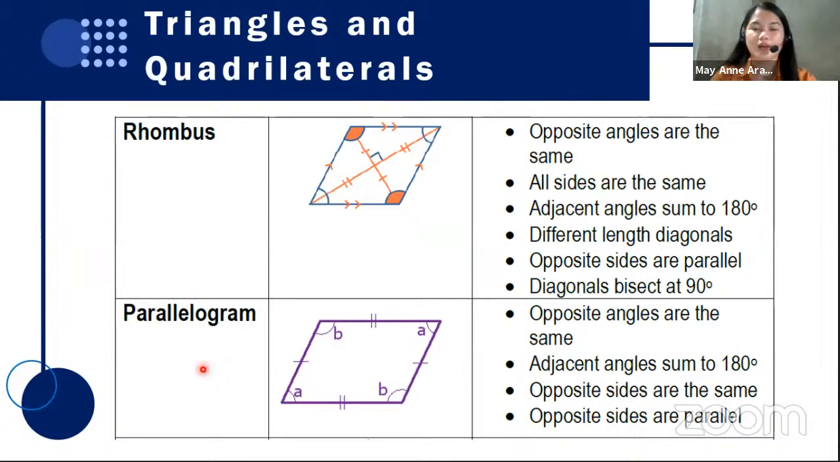For parallelogram, opposite angles are the same. Okay. So you have here equal angles. And adjacent angles sum to 180 degrees. So the measure of this angle plus the measure of this angle is equal to 180 degrees. Same with this, 180, 180, then 180. Opposite sides are the same. Oh, this one and this one, they are the same. And same with these sides. And opposite sides of a parallelogram are parallel.